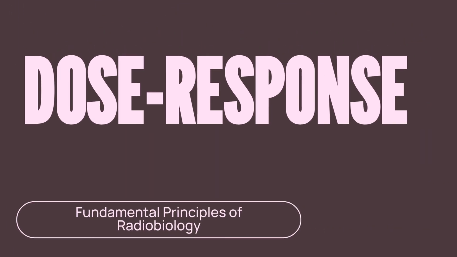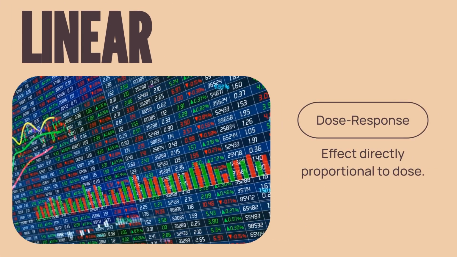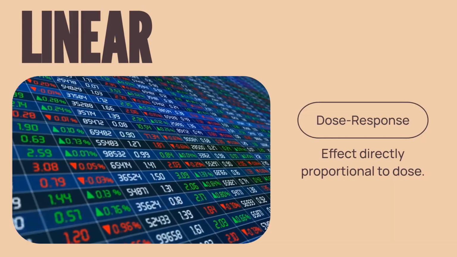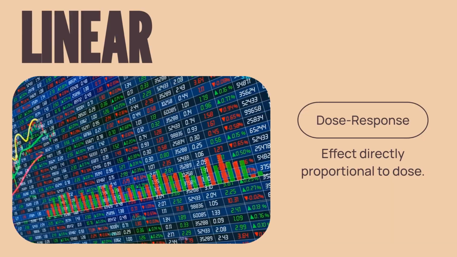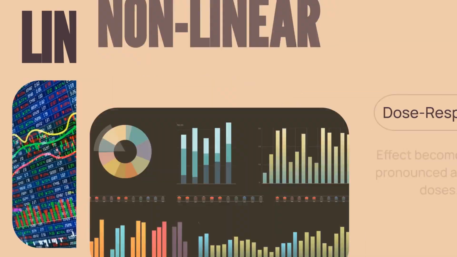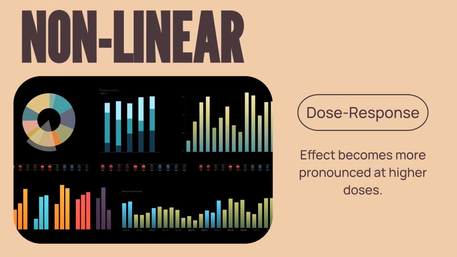Understanding dose-response relationships is critical for predicting radiation effects. Linear dose-response relationships suggest that the effect is directly proportional to the radiation dose, even at very low levels. Nonlinear relationships, on the other hand, indicate that the effect might be less pronounced at low doses, but becomes significantly more severe at higher doses, often with a threshold.